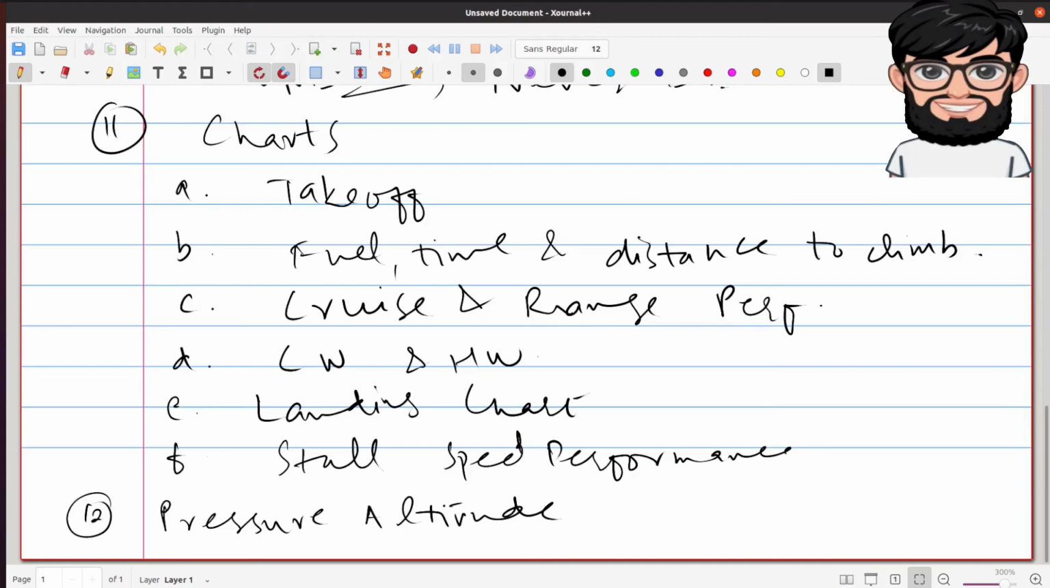Also the density altitude, true altitude, true airspeed, and other performance data. And there are formulas for how you would be calculating these things using the pressure altitude.